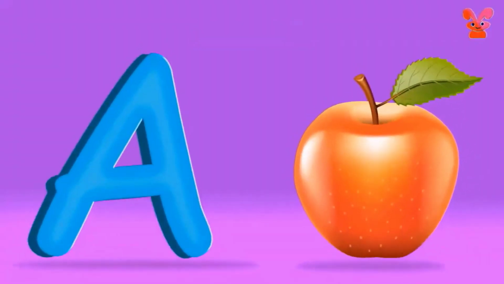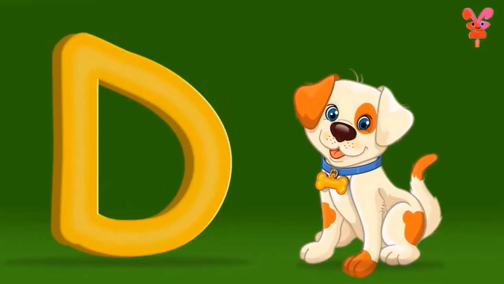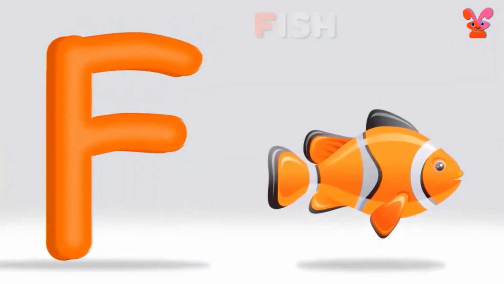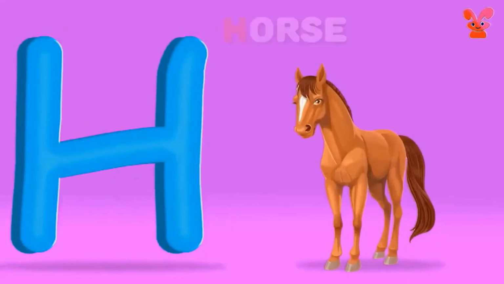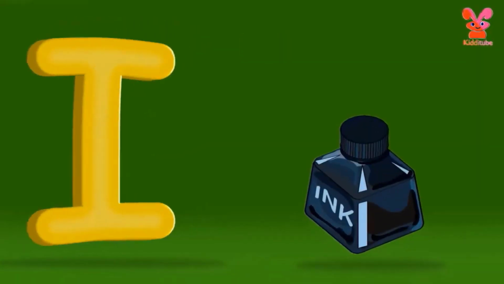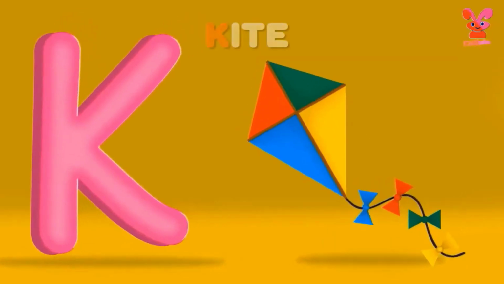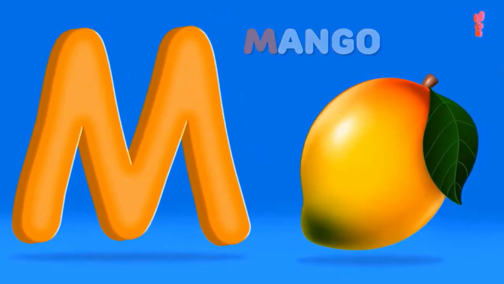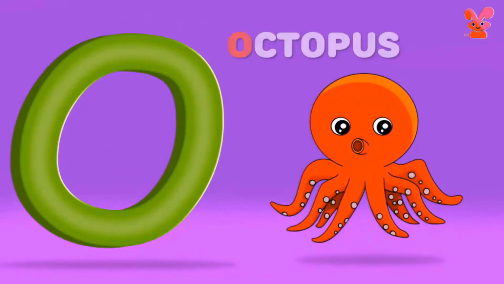A for apple. B for ball. C for cat. D for dog. E for elephant. F for fish. G for goat. H for horse. I for ink. J for jar. K for kite. L for lion. M for mango. N for nest. O for octopus.